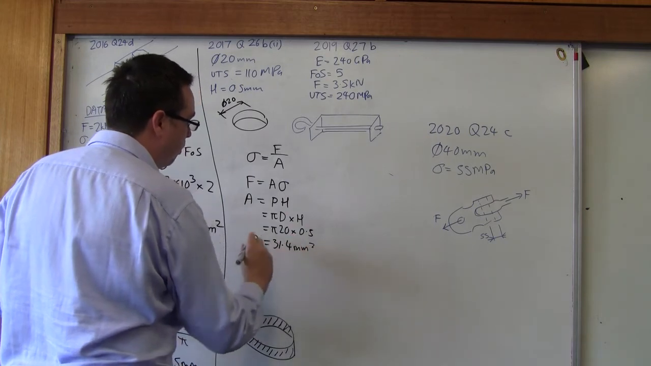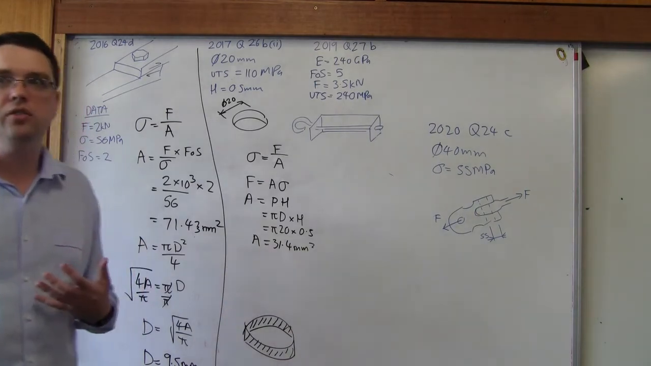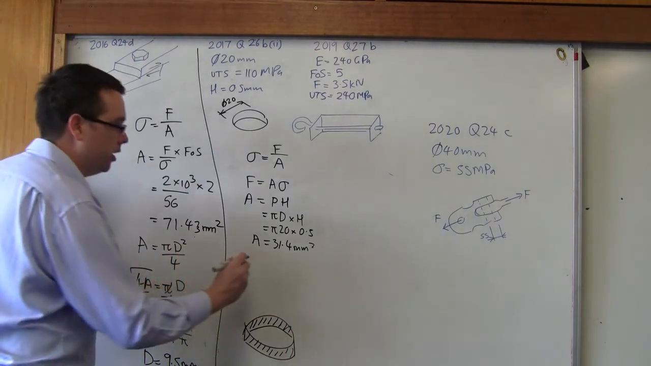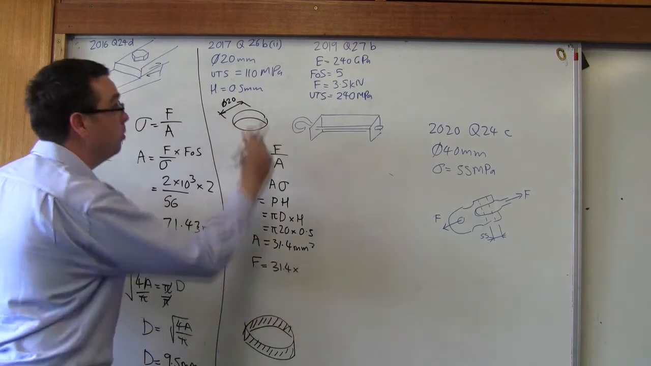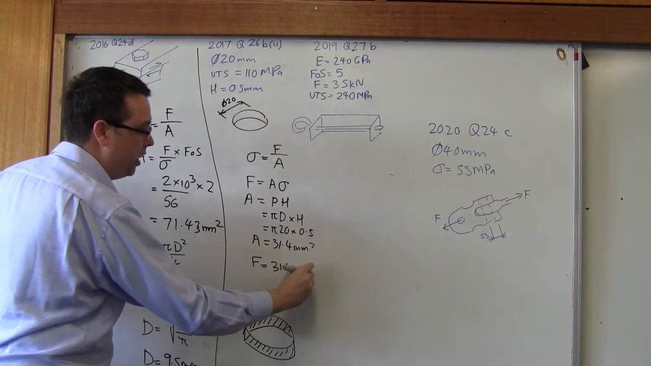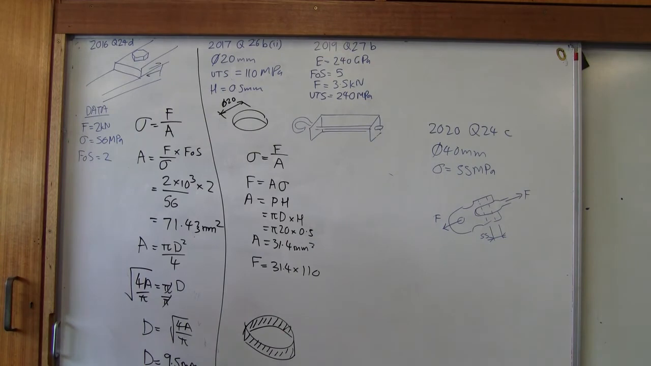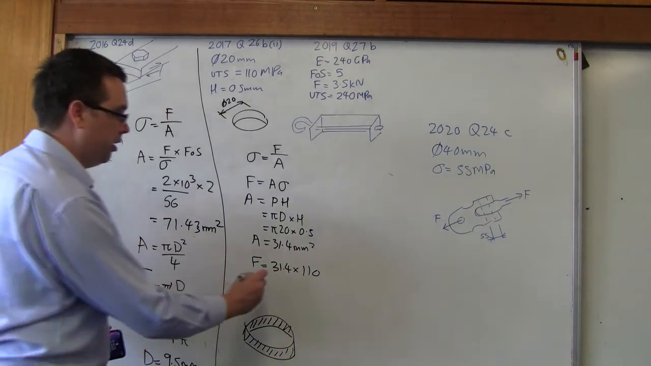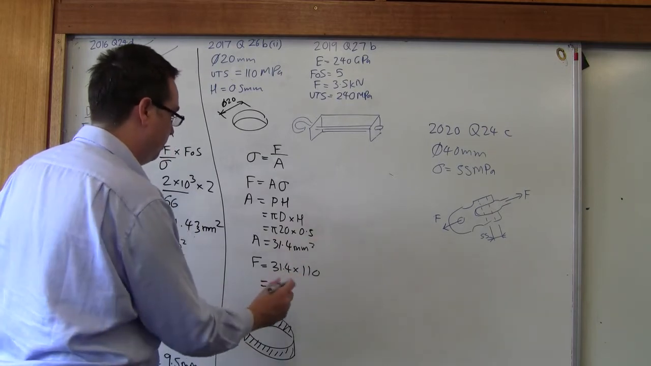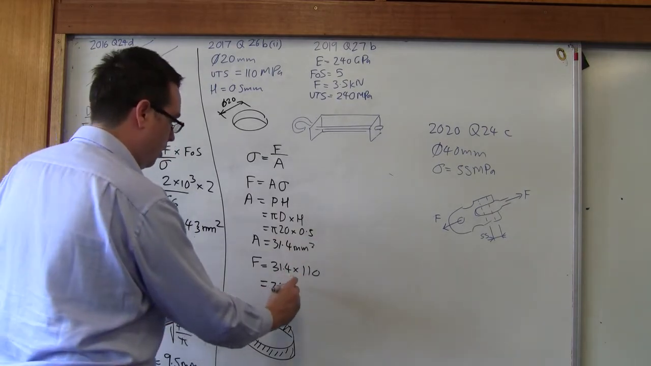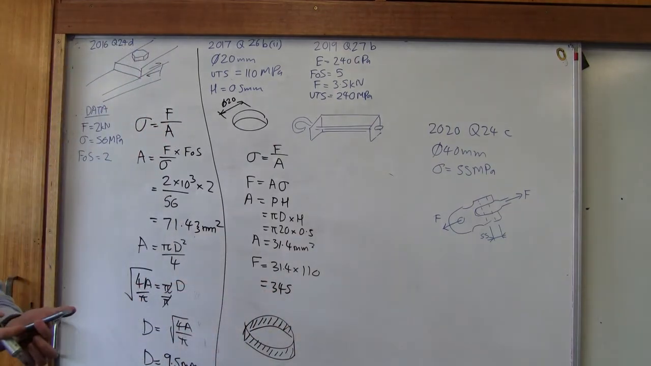Now, it's not unusual to get those sorts of answers in the HSC because often they want to make life easy for you. They don't want to trick you on the calculations. So F equals 31.4 times 110. If I was better at maths, I'd be able to figure that out. But it's probably going to be like 341 and a bit. We'll get the calculator out.